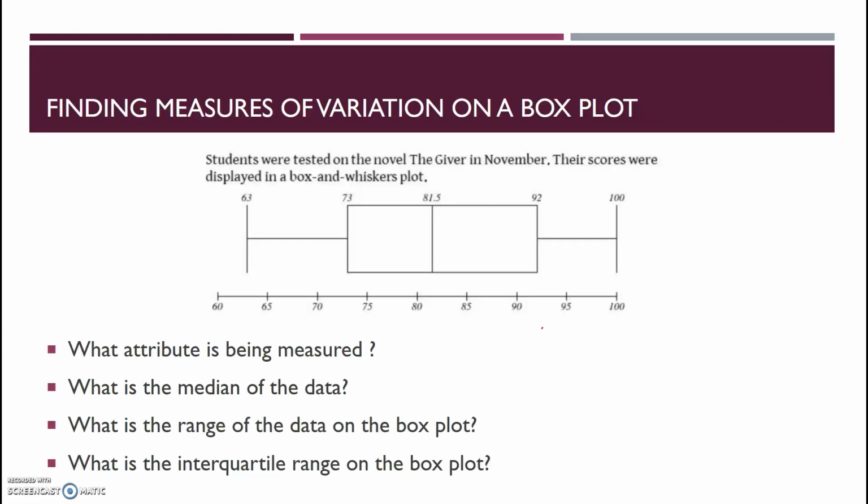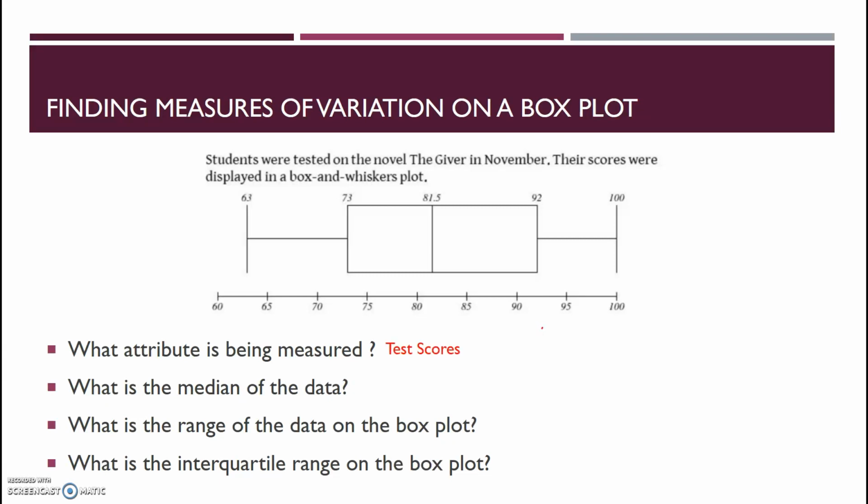So let's look at a box plot and find the measures of variation from there. So let's look at this problem. Students were tested on the novel The Giver in November. Their scores were displayed in a box and whisker plot. And here is that box and whisker plot. So the first question we need to ask ourselves when we look at a box plot is, what attribute is being measured? What is it that we are looking at in this box plot? What data is being represented by these numbers?